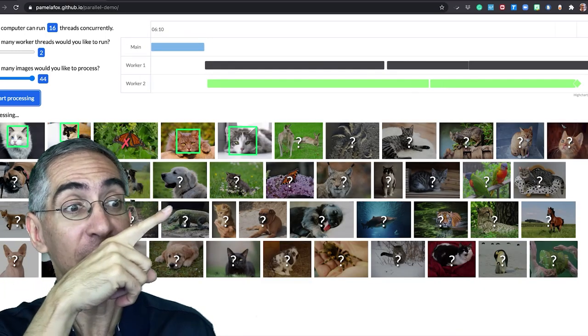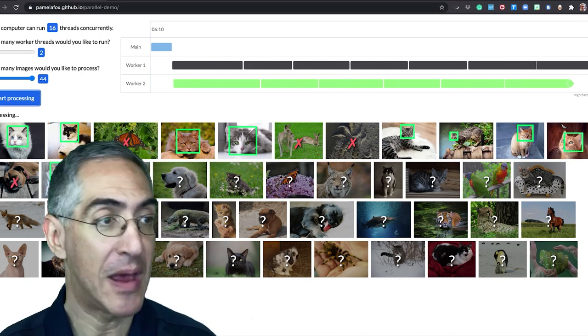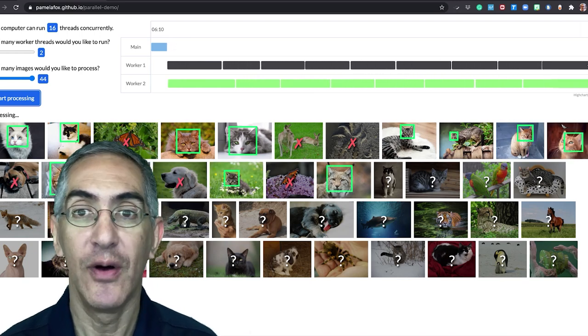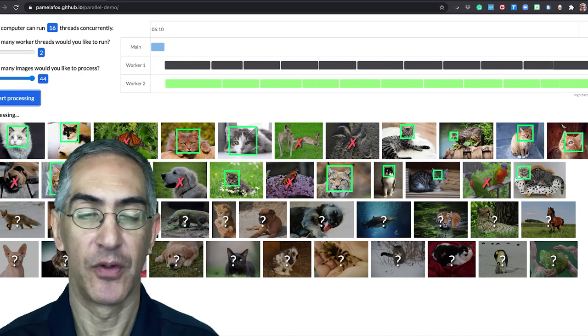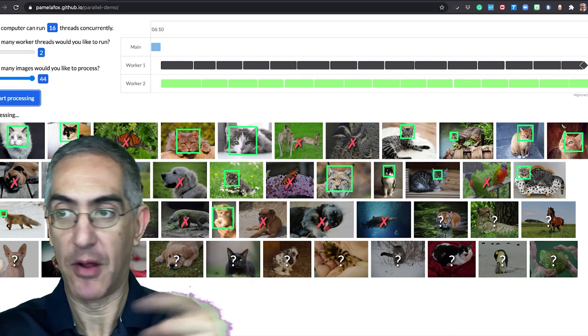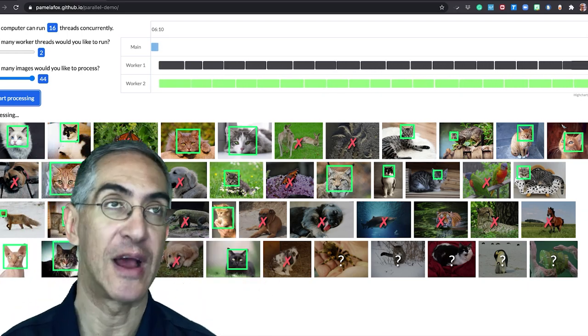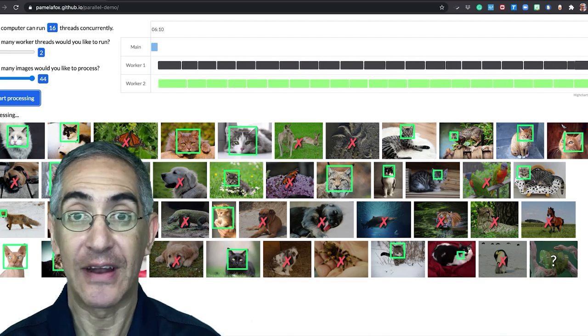And watch, look at this beautiful visualization. Pamela's amazing. By the way, if you want to try this yourself, it's pamelafox.github.io/parallel-demo. Okay, we're looking for 21 and a half seconds. And look how much faster this is. And these two workers are working. And it's so beautiful, the visualization she created to show me how the workers are doing. I love this. This is so great. Can I get to 21.5?